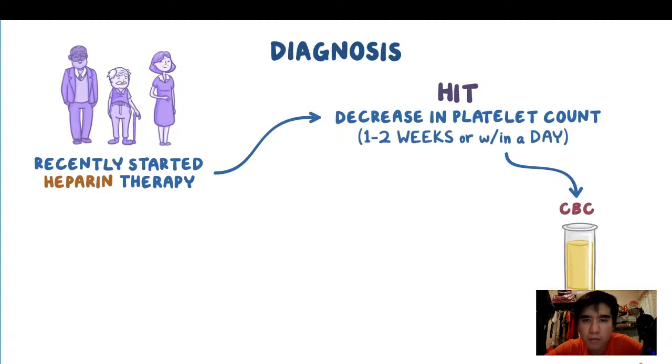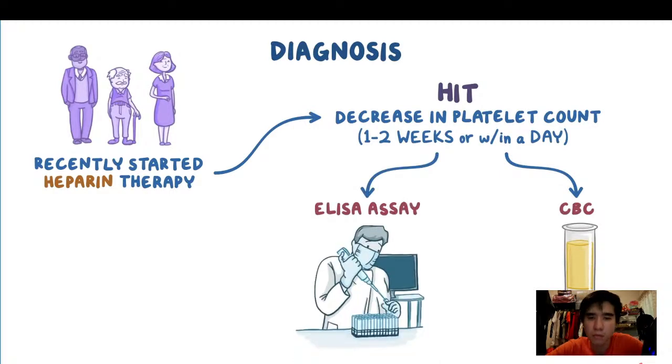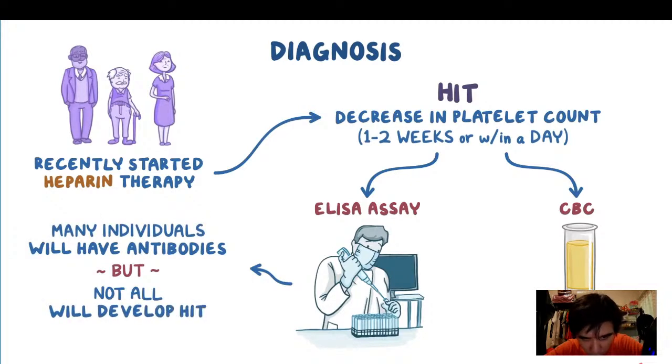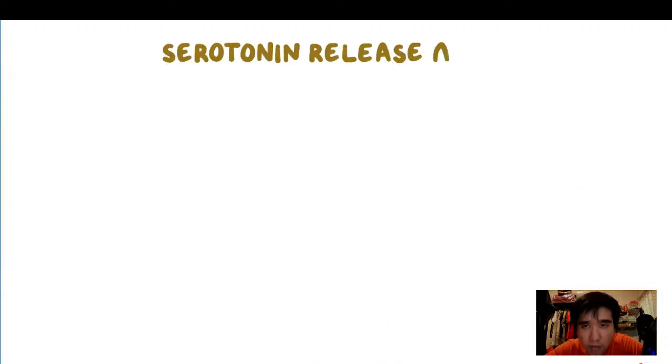Other diagnostic tests include an ELISA serological assay to detect the IgG antibodies. However, many individuals that have received heparin previously will have these antibodies, but not all of them will develop HIT, so the test is not very specific. A more specific test is a serotonin release assay, which is the gold standard for diagnosing HIT.